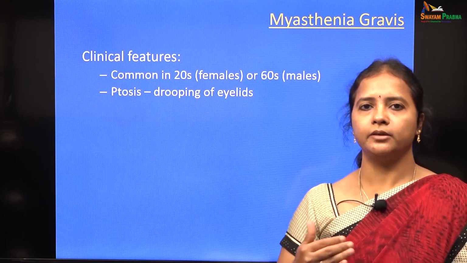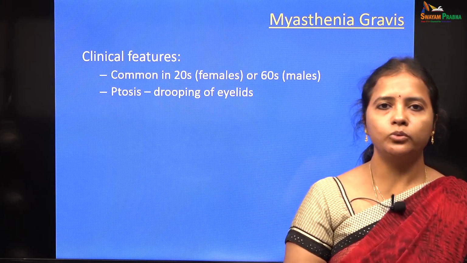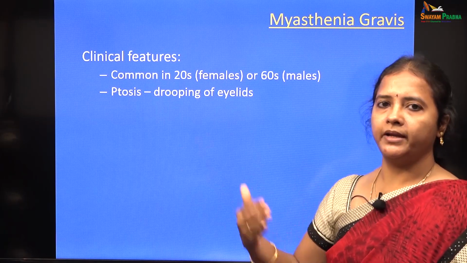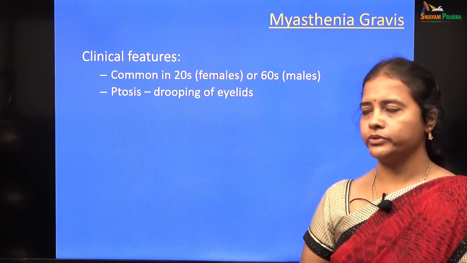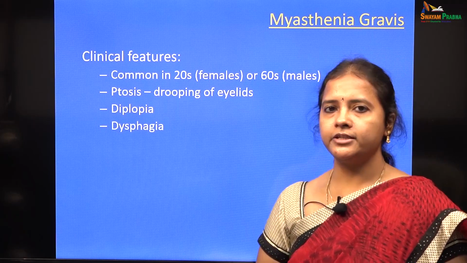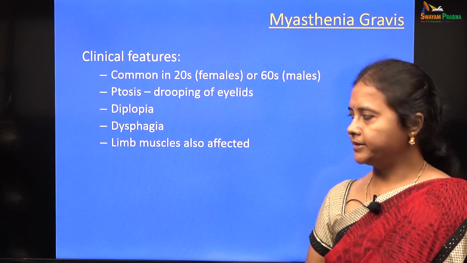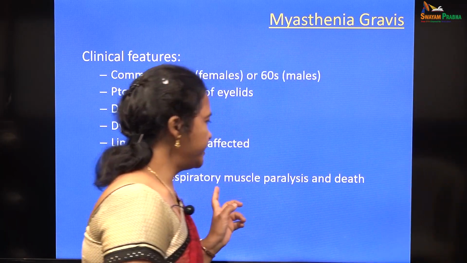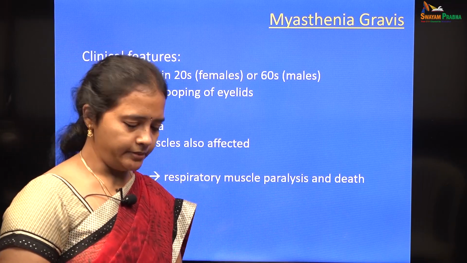Once they get up in the morning, there will not be any drooping of eyelids, but as the day progresses towards the evening, the drooping increases, and this is again because of the same mechanism: because of repeated muscle actions, it goes for a decremental response. And there will be diplopia or double vision, dysphagia or difficulty in swallowing. The limb muscles also can be affected, and as the condition progresses and becomes severe, respiratory muscles can be affected, which can lead to paralysis and death of the person.